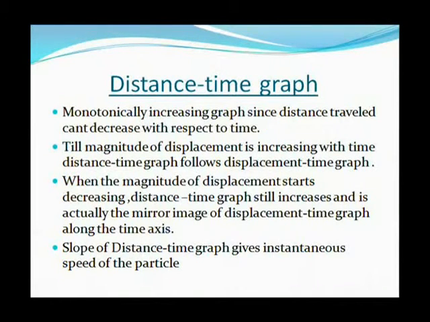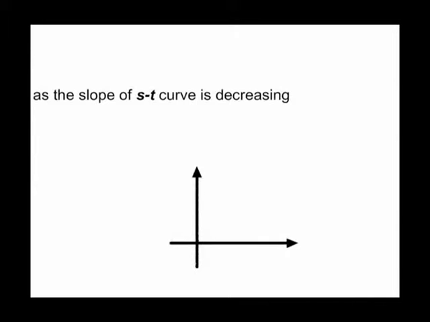When the magnitude of displacement starts decreasing, the distance time graph still increases, and it is actually the mirror image of the displacement time graph along the time axis. Also, the slope of the distance time graph will give you the instantaneous speed. Now let's have a look at a typical distance time graph.